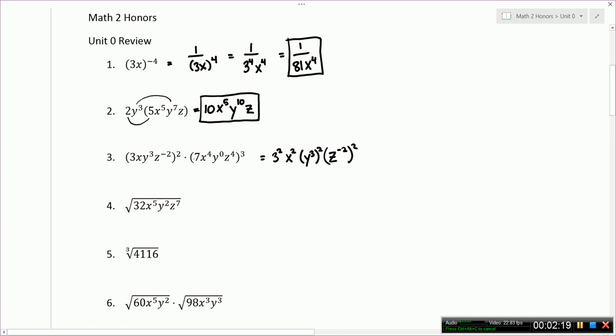In the second set of parentheses, everything is raised to the 3rd power. So we have 7 to the power of 3, x to the power of 4 to the power of 3, y to the power of 0 to the power of 3, and z to the power of 4 to the power of 3.